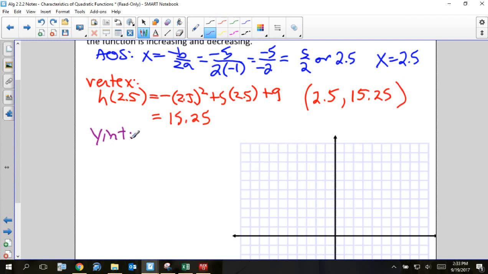How do we do y-intercept? f of 0. Plug in 0 for x. So we do negative 0 squared plus 5 times 0 plus 9. So it is 0, 9.